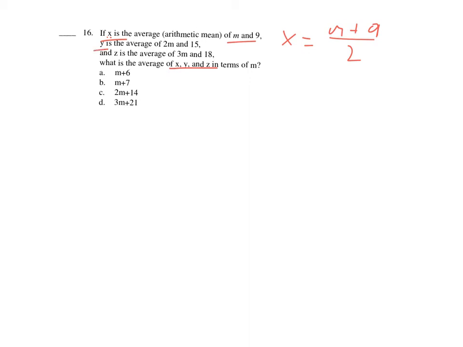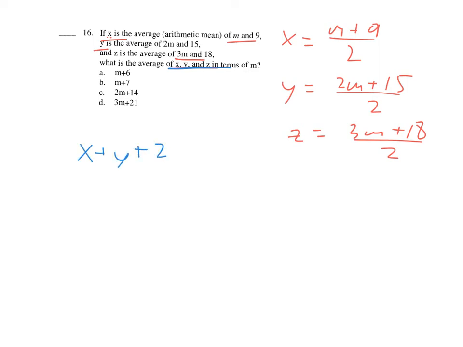So then y is the average of 2m and 15. And then z is the average of 3m and 18. So z equals 3m plus 18 over 2. So that's how they define this, and then they want the average of x, y, and z. So the average of x, y, and z is obviously x plus y plus z over 3.